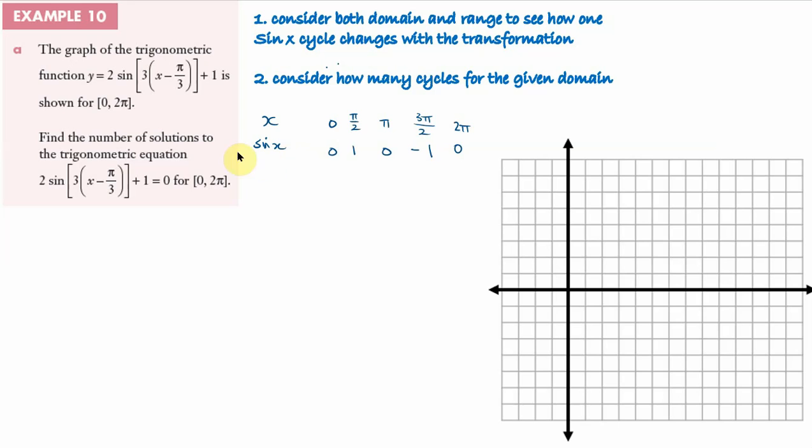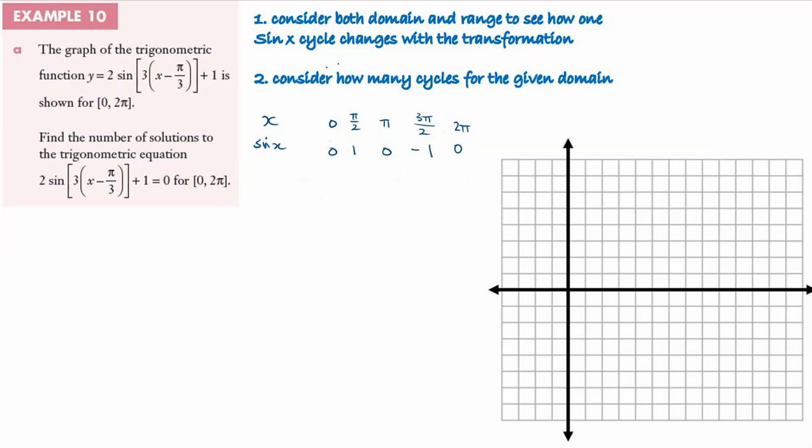So we start off with a standard sine x function and how we would graph that sine x for one cycle between 0 and 2 pi. Sine of 0 is 0, sine of pi on 2 is 1, and so on, 3 pi on 2 is minus 1.